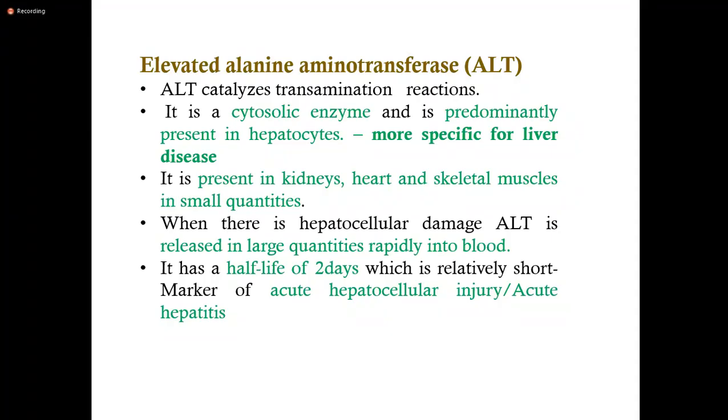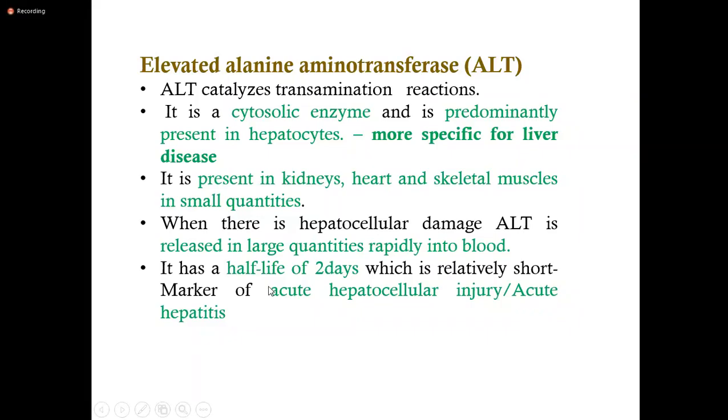As it is a cytosolic enzyme present in predominant quantities, when there is hepatocellular injury, it is released into the blood quickly in large quantities. These two terms are important: large quantities, rapidly released into blood. That is why it becomes a good early marker. You have to write those, good early marker.